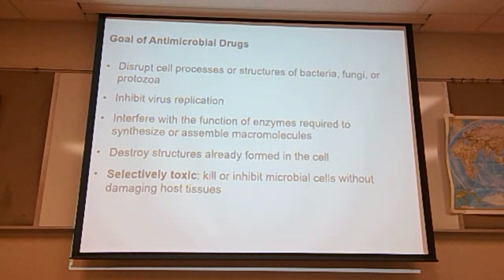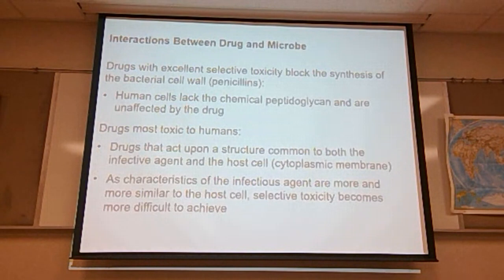It needs to kill or inhibit the microbial cells without damaging the host tissue. That is a process called selective toxicity. And we all know that the perfect agent would have ultimate selective toxicity. It would kill the microbial cells and not damage the host. We know that with the drugs we have today, there is always going to be some disruption of the host. I won't necessarily call it damage, but there is always some disruption in the host organism whenever we use these antimicrobial drugs. Drugs that have excellent selective toxicity block the synthesis of the bacterial cell wall, such as the penicillins.